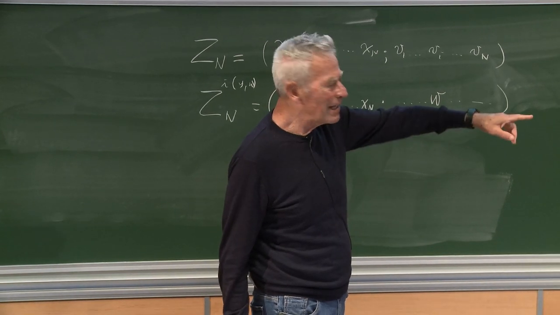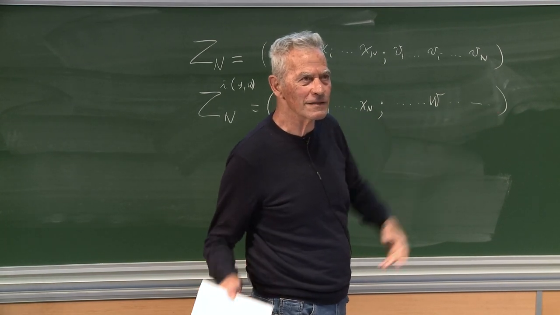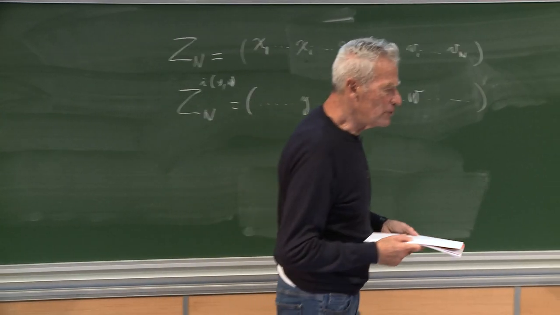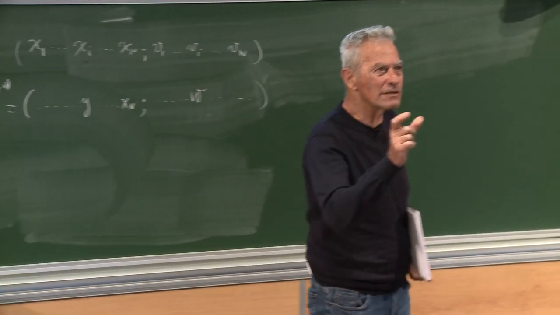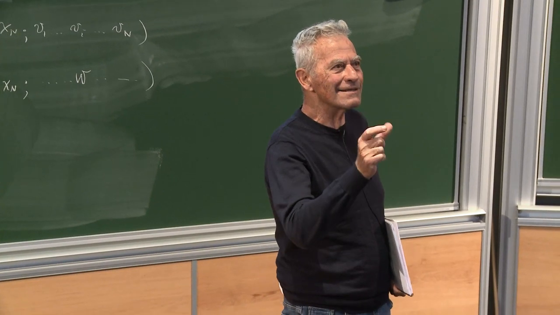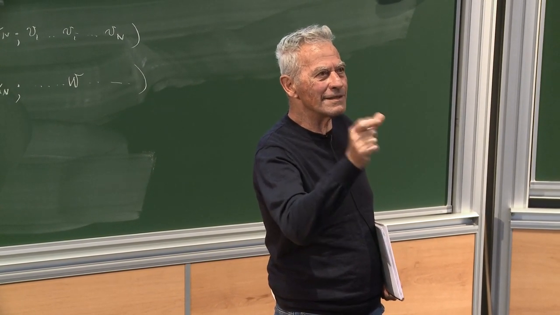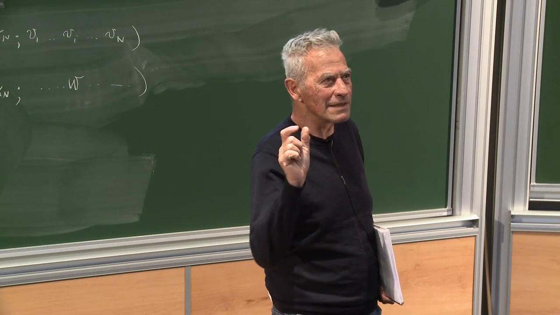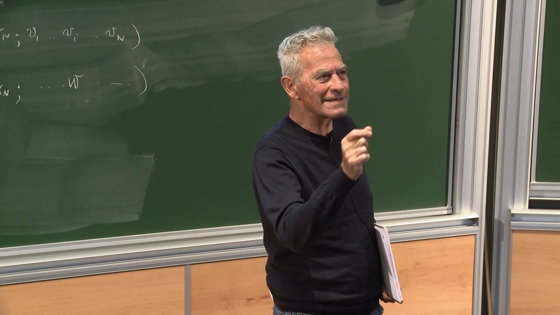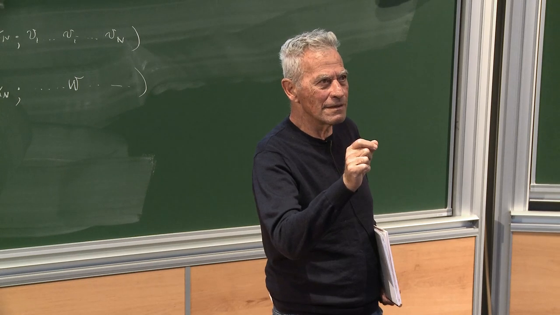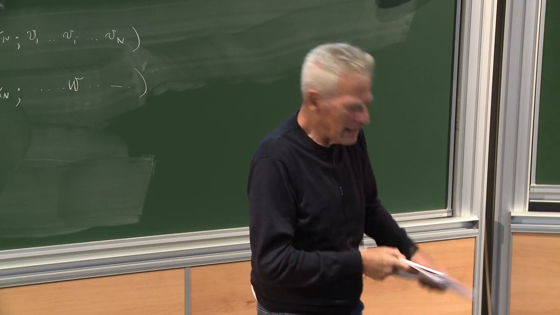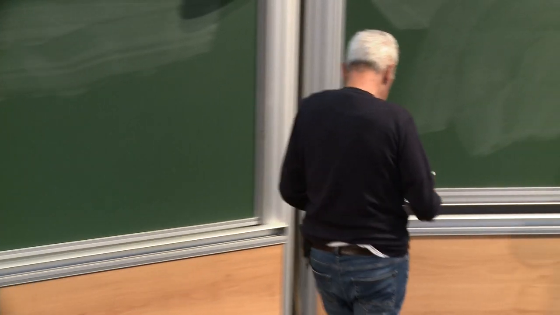But in my context, I produce a lemma, a theorem, which says that if I compute the difference, I get the distance between the velocity and the temperature. Nothing else. So the velocity is the center of the Maxwellian.